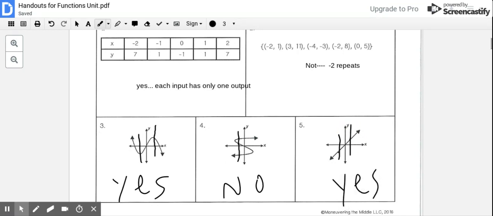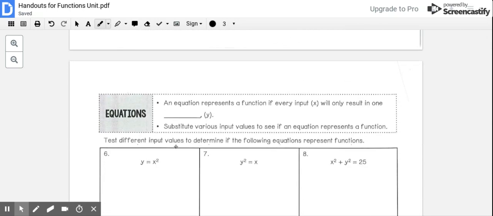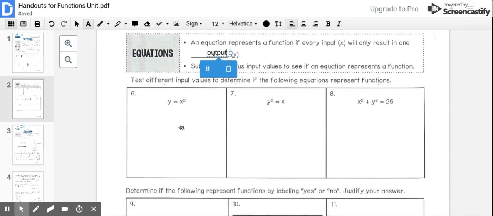Okay, and then let's flip it over on the back, and we're going to touch on equations. These are a little bit more difficult. An equation represents a function if every input will only result in one output. So you have to test it; you can sometimes substitute various input values to see if it represents a function. We're going to test a few right here.